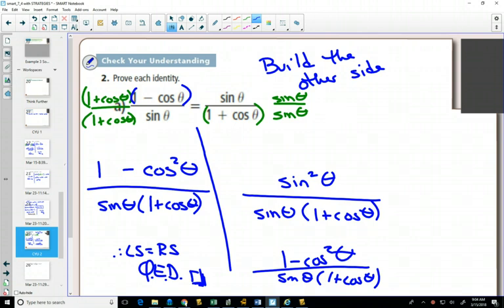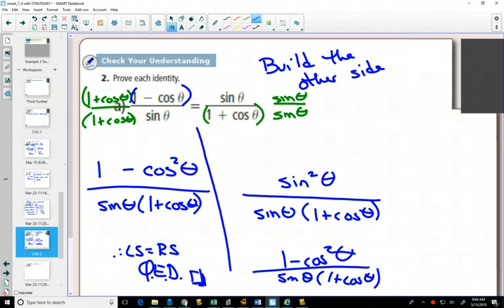And by building the other side, by getting the denominators the same, we were able to prove this. And it's when we got the denominators the same that our squared identities appeared. Okay? Some ideas of when this building the other side and multiplying the conjugate come up.